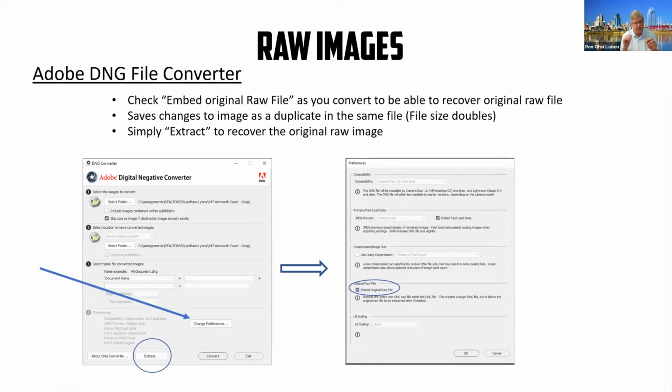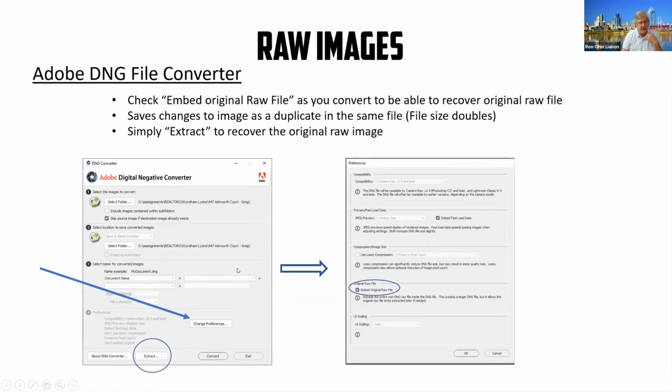So in order to get back to the original from there, all you do is you go back into Adobe Camera Raw and you hit extract. And it'll separate the two and bring out the original again for you so that you can get back to your starting point. So it's not a big deal. It's still available. It's just you got to go through that extra step.